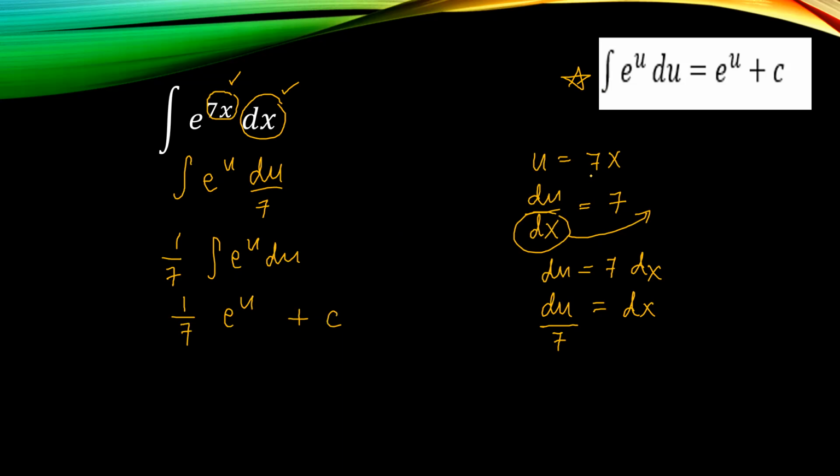So ano yung original variable? Remember our u is 7x. So that means we have e to the 7x all over 7 plus c.